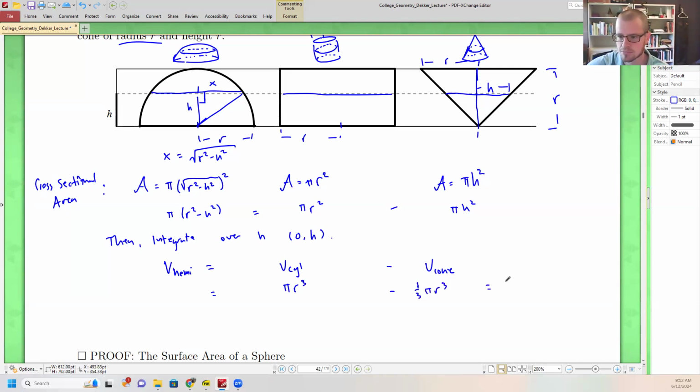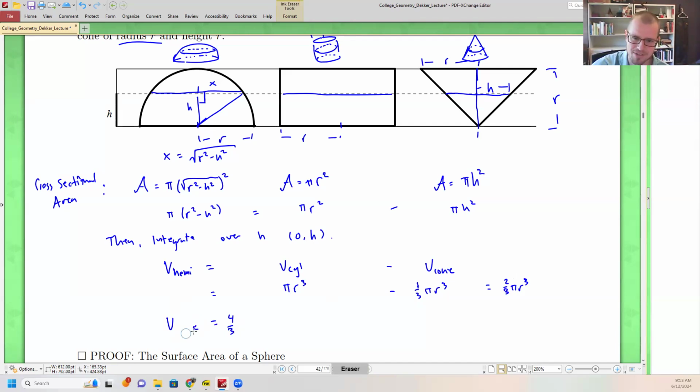And of course, that's simply equal to, here I have a whole one of these things minus 1/3 of one of those things. So 2/3 pi r cubed, right? Pi r cubed, a whole one minus 1/3 of one leaves us with 2/3 of one. So if I double that, and when I simply double this, we get 4/3.